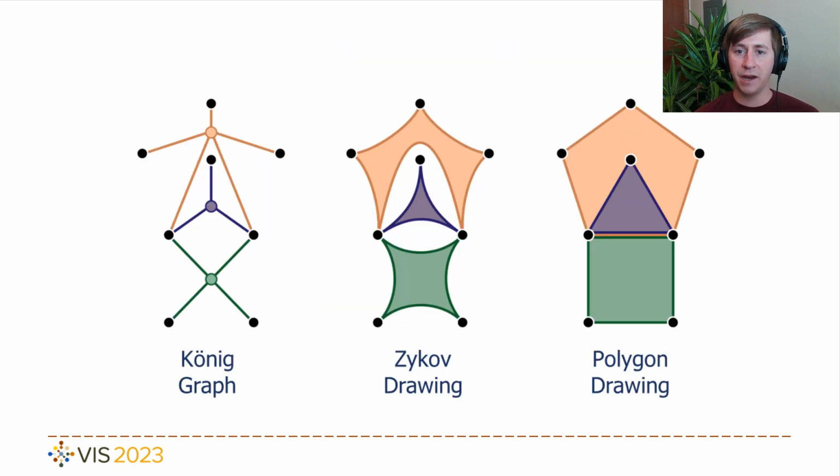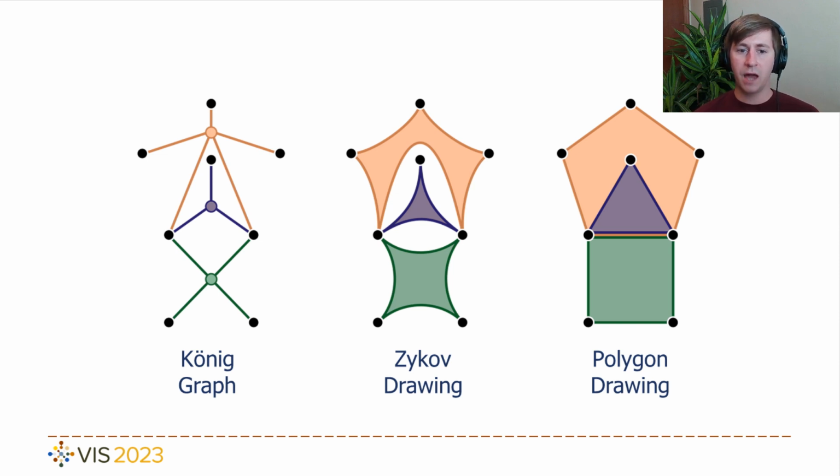This raises the question of planarity specifically within the context of the polygon visualization metaphor. Planarity for hypergraphs was first addressed by A. Zykov, who defined it in terms of the Koenig graph representation. The Koenig graph is a bipartite graph that represents both the hyperedges and vertices of a hypergraph using graph vertices. The edges of the Koenig graph indicate containment of a hypergraph vertex within a given hyperedge. Zykov theorized that a hypergraph is planar if and only if its Koenig graph is a planar graph.